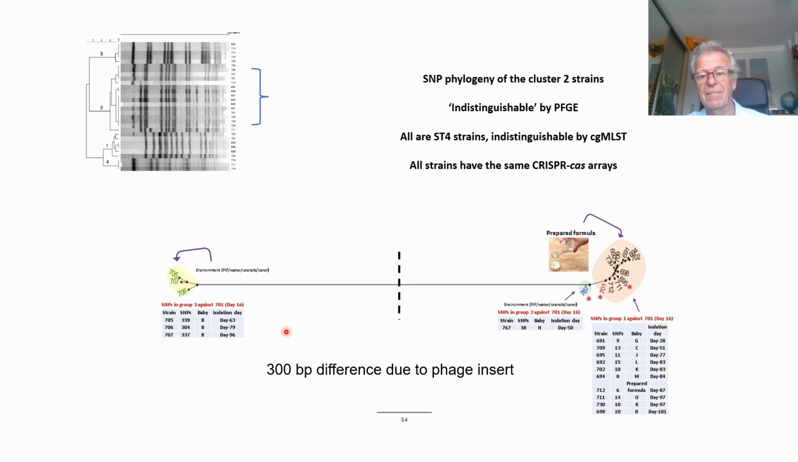Absolutely amazing. Not pulled out by pulse field gel electrophoresis, not pulled out by conventional 7 loci MLST or core genome MLST, not pulled out by CRISPR-Cas arrays, but by going to the nucleotide level of the whole genome. It turned out these 3 strains lacked an actual bacteriophage. Remarkable work.